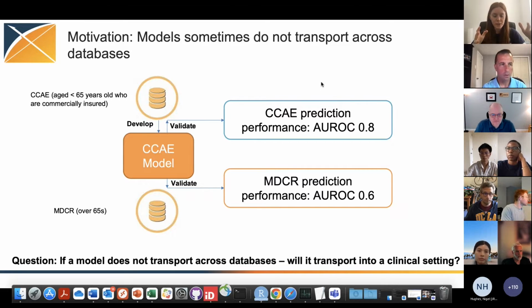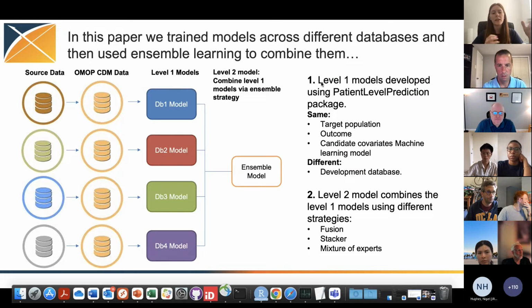Now, this is problematic because a lot of times when we're developing prediction models, we're trying to develop a generic model that you could use in a clinical setting. And if the model is being developed in a data set like CCE, which is just younger patients, there's a good chance that it may not do very well for the older patients. So if we developed a model in CCE, we may have issues if we wanted to transport that into a clinical setting.